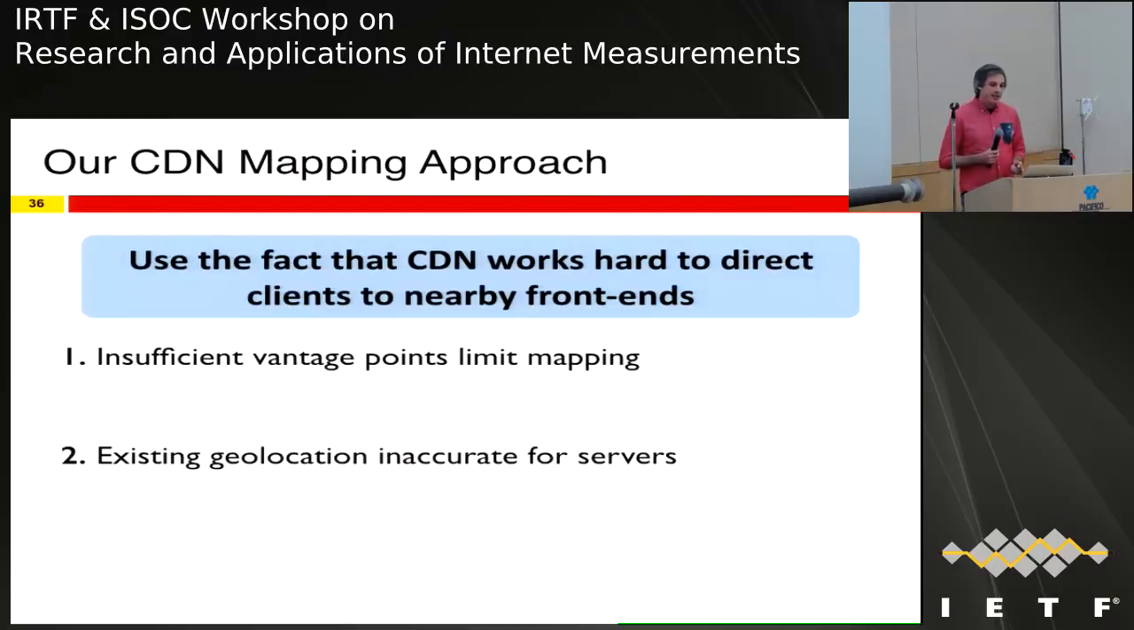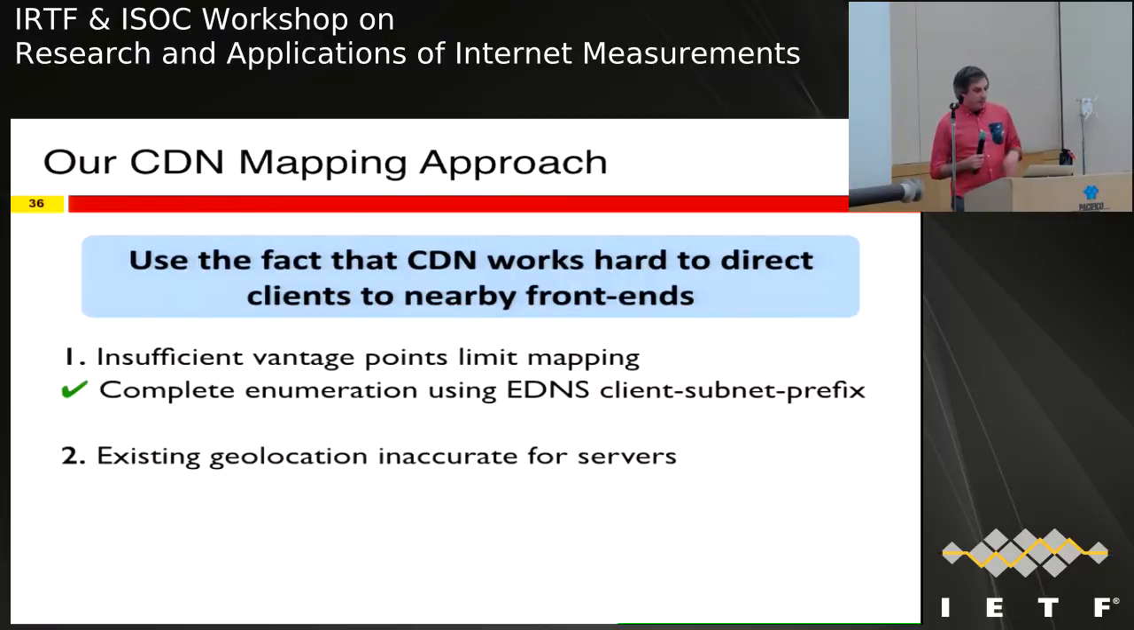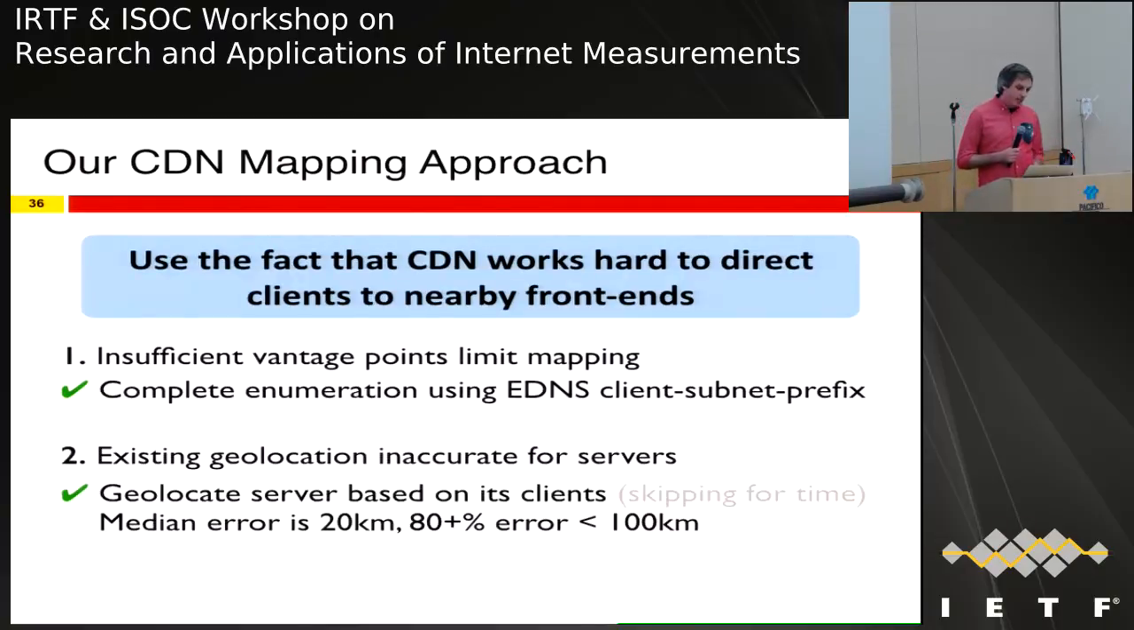So we end up using eDNS to simulate having vantage points everywhere around the world, and that lets us get a complete client-to-server map for the entire IPv4 space. We also have some techniques for geolocation, validated that we can locate these servers well. I'm not going to go into them at all.